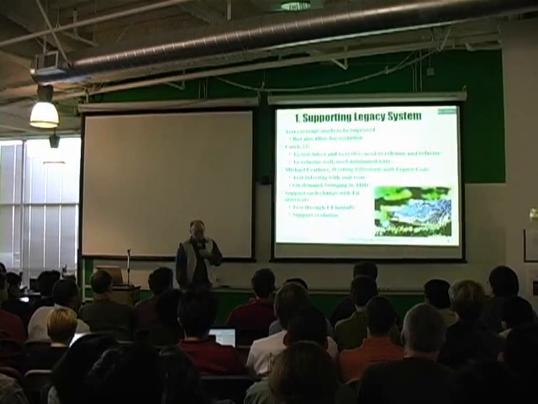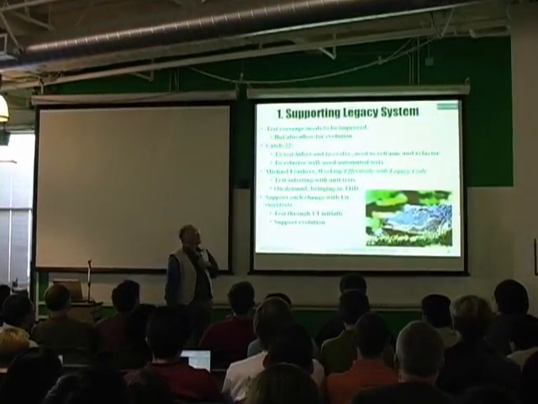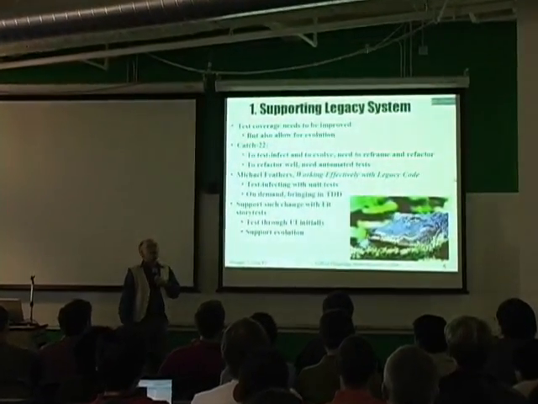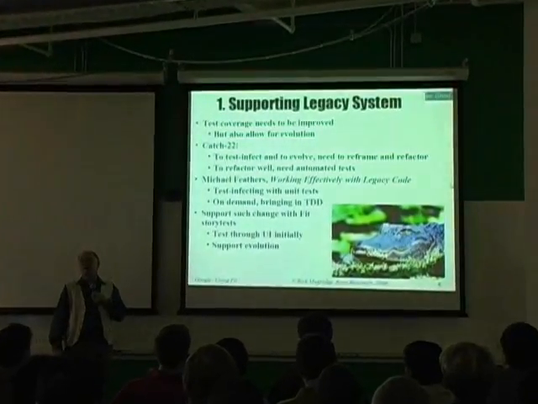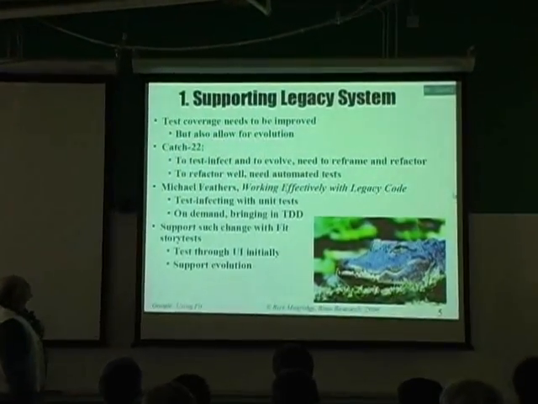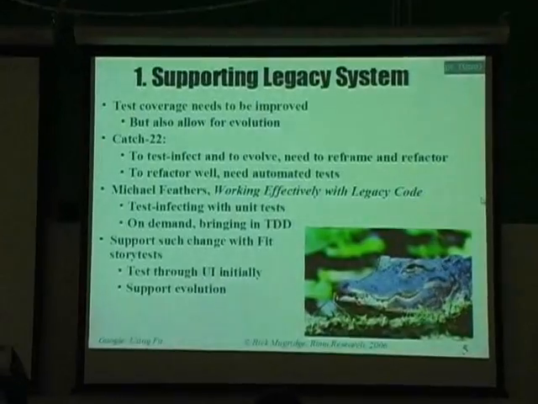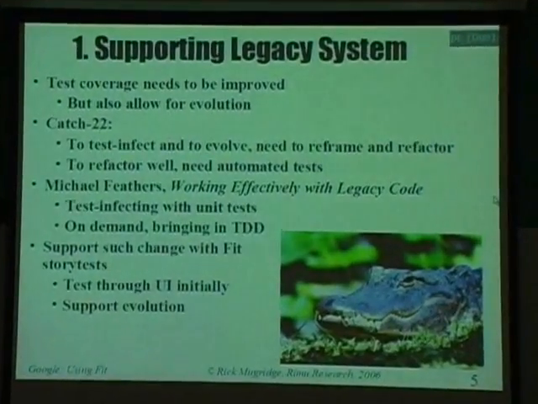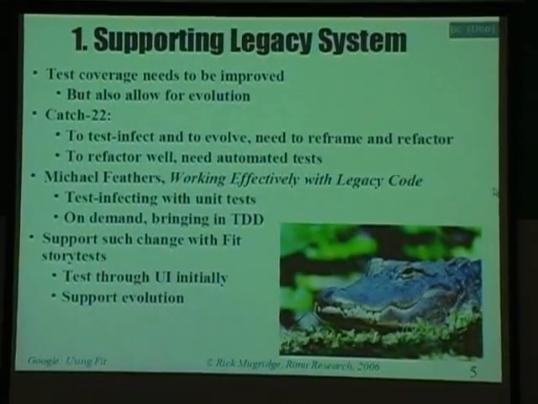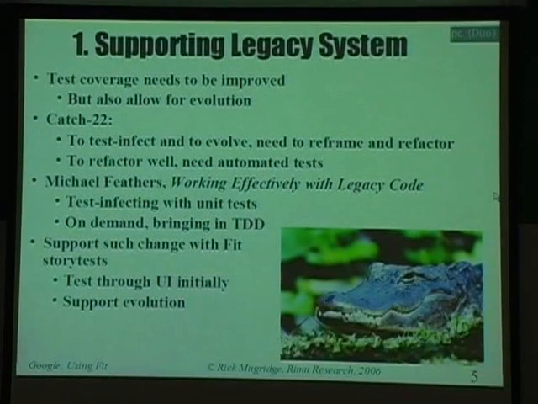Okay, so legacy system: providing test coverage, how to improve that, but also to allow for evolution. So what's the fundamental problem? If it's a legacy system, it's not test infected, and it's not easy to make changes to it because you might break something. It's often easier to add more code rather than to refactor what's there, and so you lose out on building abstraction.